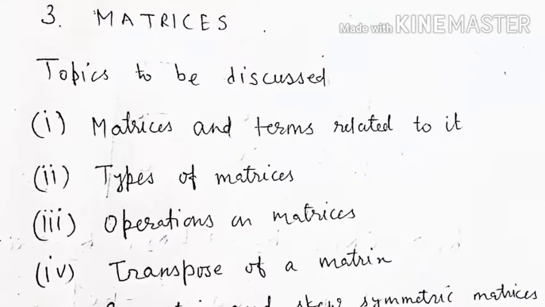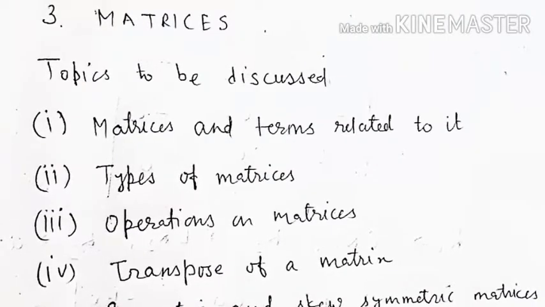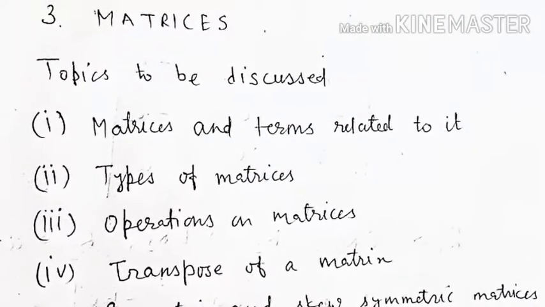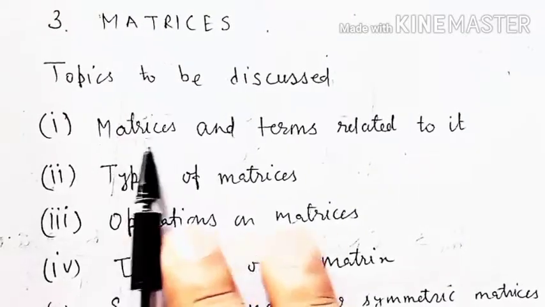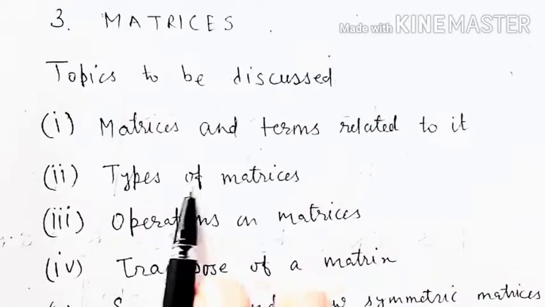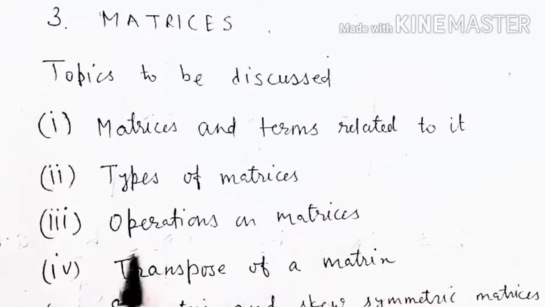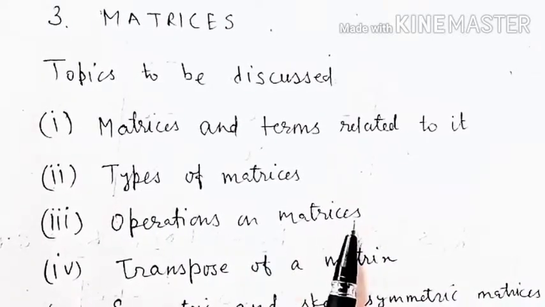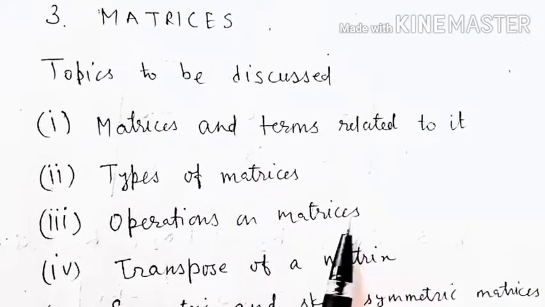Matrices. This is chapter 3 of class 12th. In this chapter, the following topics are to be discussed: matrices and terms related to it, types of matrices, operations on matrices. There will be three types of operations: addition, subtraction, and multiplication.